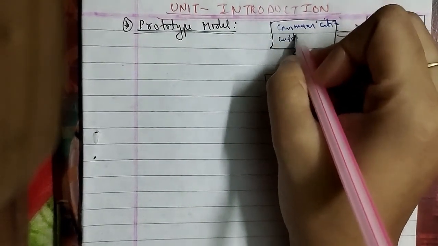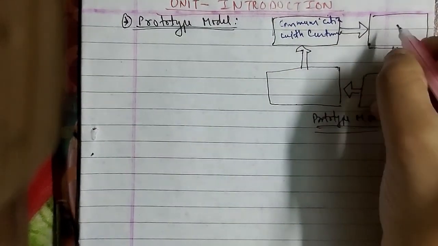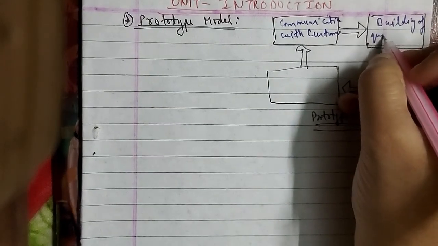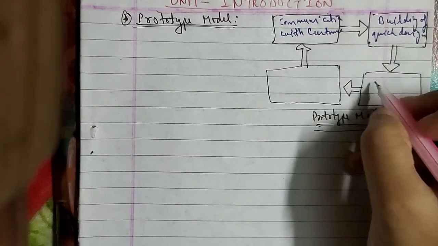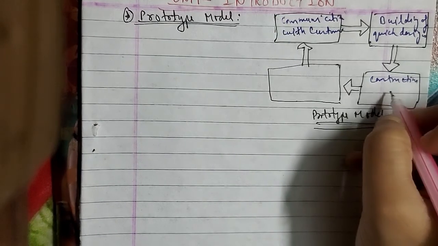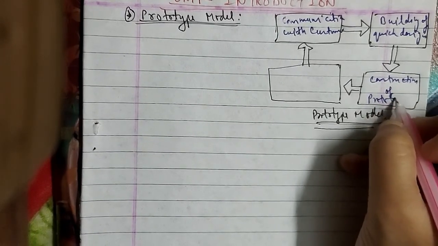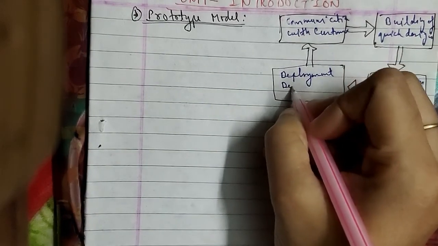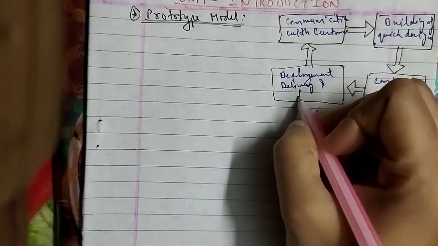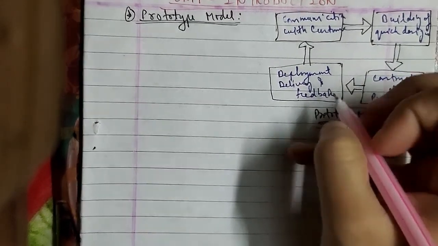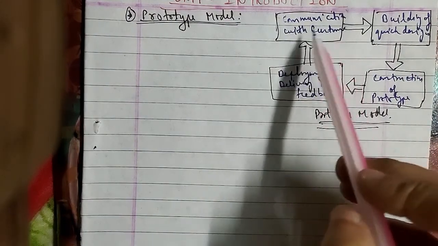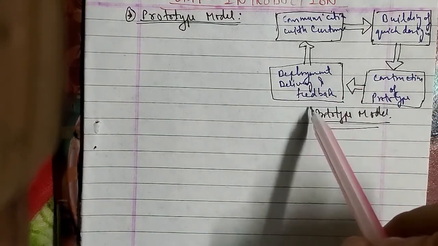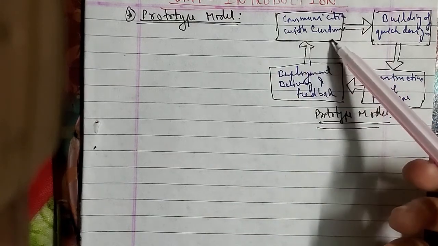Communication with customer, that turns to building of quick design, then it goes to the construction of prototype, then it goes to deployment, delivery and feedback. So this is how the prototype model works. First is communicating with the customers, building of quick design, then construction of prototype, and then it goes to deployment, delivery and feedback, and it all then comes back to communicating with customers as well.